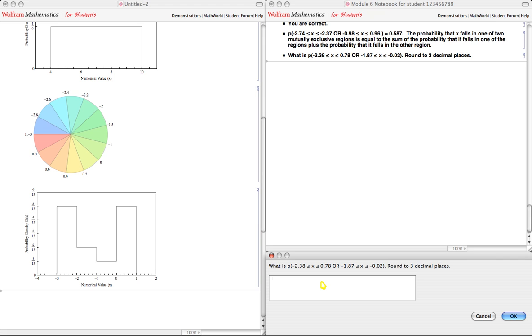Okay, here's a slightly more difficult spinner problem. You'll see there are multiple sections of the probability density function where the height of the function is not constant. The question is, what is the probability that x will be between minus 2.38 up to 0.78, or from minus 1.87 to minus 0.02, and you have to round to 3 decimal places.